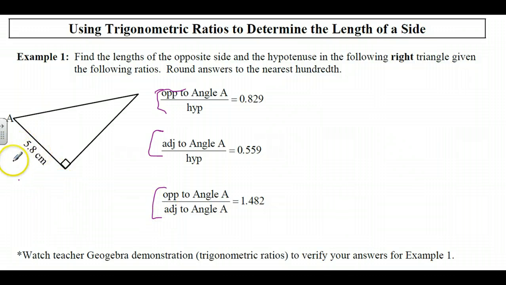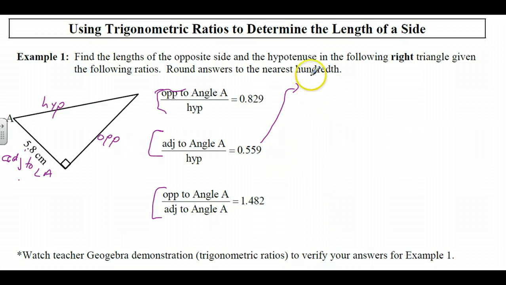Now, with the information that we have here, let's label our sides. This is the side adjacent to angle A. This is the hypotenuse. And this is opposite angle A. So I can't use the sine ratio because I don't know opposite or hypotenuse. We can use the cosine ratio to solve for the hypotenuse, or we can use the tangent ratio to solve for the opposite side. As a matter of fact, we're going to do both. We're going to start off by using this ratio.